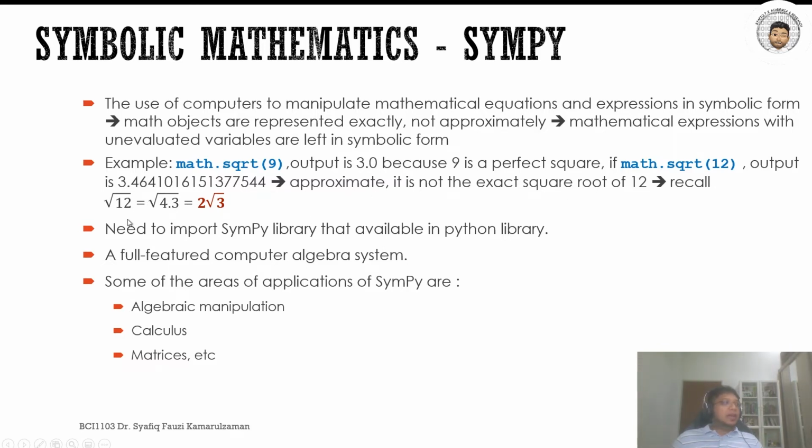Recall that the square root of 12 is the square root of 4 times 3, which is equal to 2 times the square root of 3. So when you import the SymPy library, available in Python, a full-featured computer algebra system can be used. This is where we use algebraic manipulation, calculus, matrices. It means that you can do almost like your Additional Mathematics in SPM in Python. Even all the steps are shown perfectly.